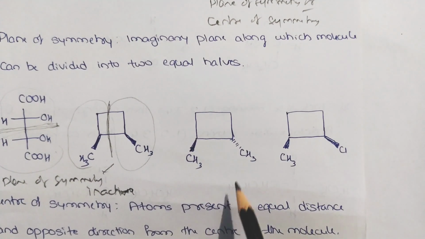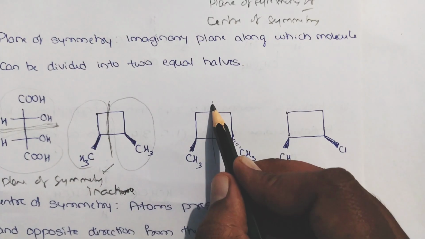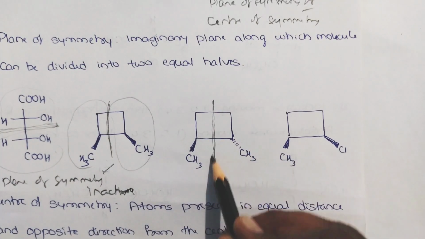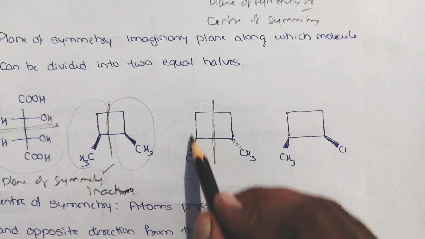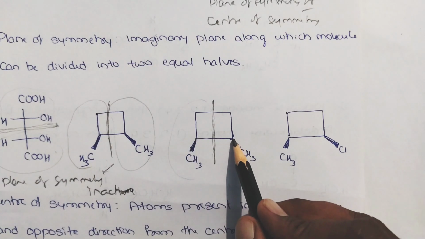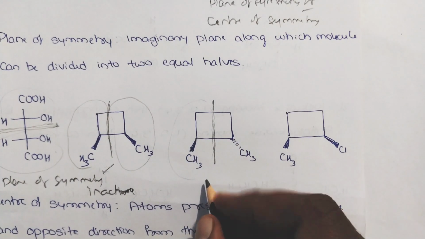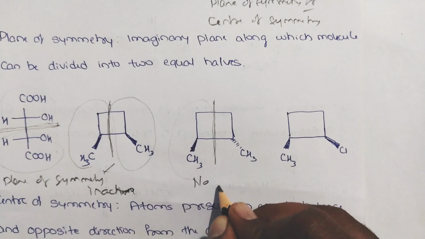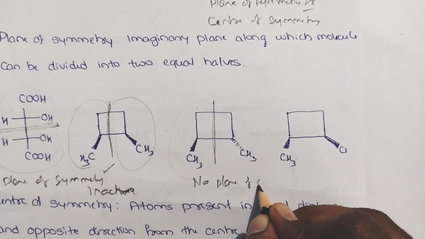Let's check the third example. Here you can imagine the plane, but this part is different. In this part CH3 is above the plane, and in this part CH3 is below the plane, hence there is no plane of symmetry.